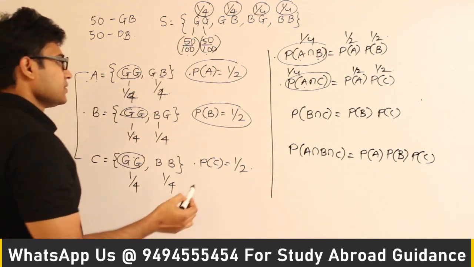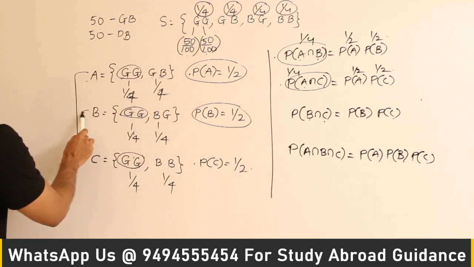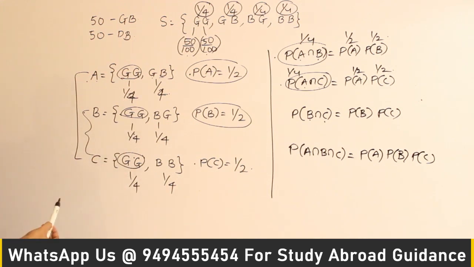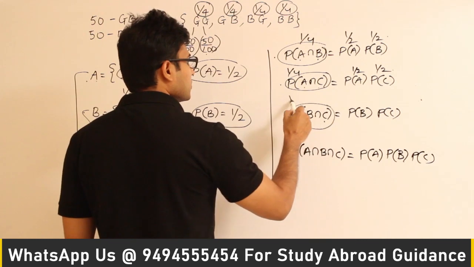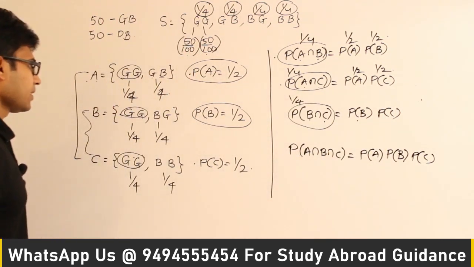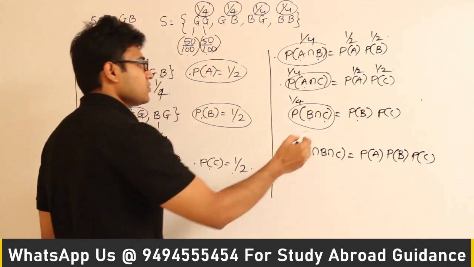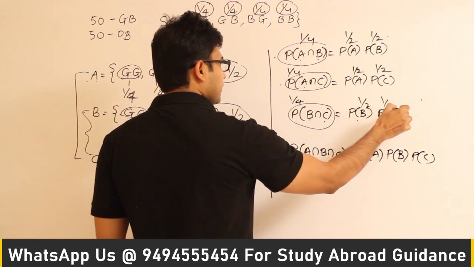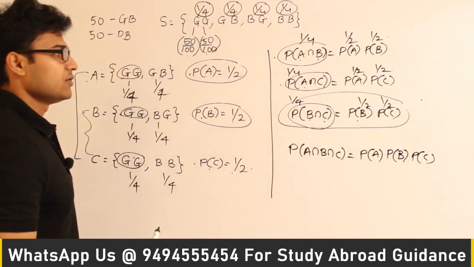Now let's see this P of B intersection C. Now if you see B intersection C, the intersection is going to be good and good, which means the probability for this event has to be 1 by 4, right? And what about P of B into P of C? Now P of B is going to be 1 by 2, P of C is going to be 1 by 2. So 1 by 2 and 1 by 2. Again, this is also verified. Therefore we can say that B and C are independent.